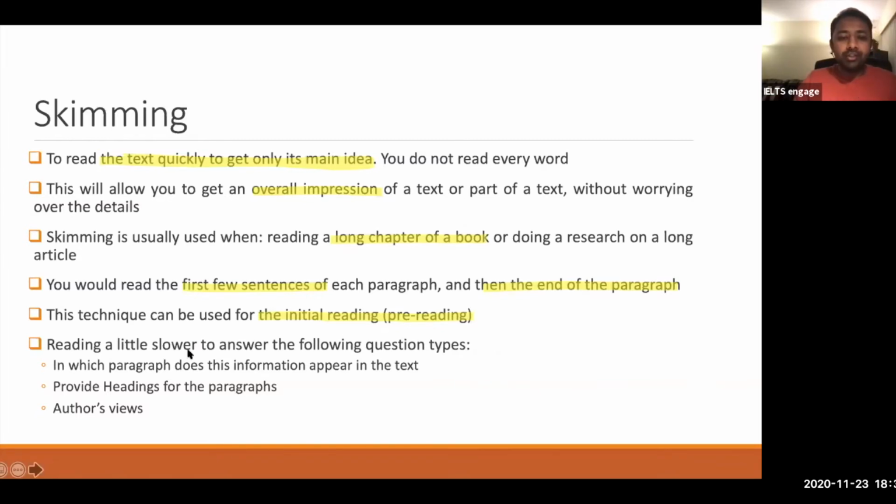Now, we also read slower to answer the following question types. If you want to figure out which paragraph a particular sentence or idea occurs in, we have to read slower, so we cannot do the skimming there. Or if we want to provide headings for a paragraph, sometimes the question asks what is the title of this paragraph, and then you cannot do the skimming. Or when you're looking at the author's views, you cannot do the skimming as well. That needs detailed reading of the text.